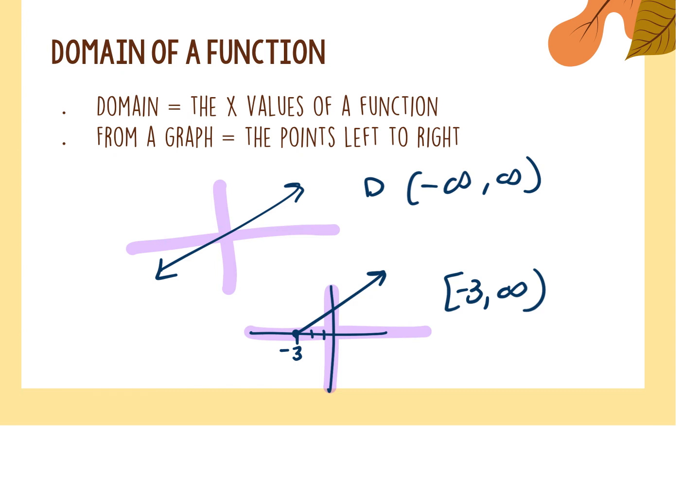So as we read domain from a graph, it would be left to right. The smallest point to the left, pointing towards the right. Would there ever be a case that the -3 has a parentheses instead of a bracket? Yep, it would be an open dot. We'll talk about that next week.